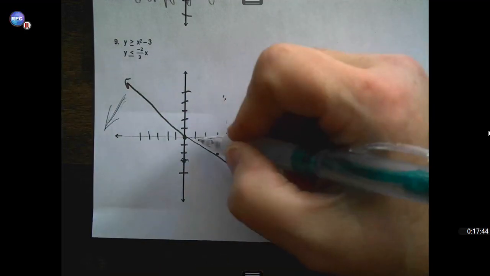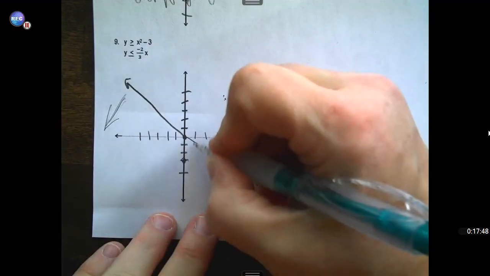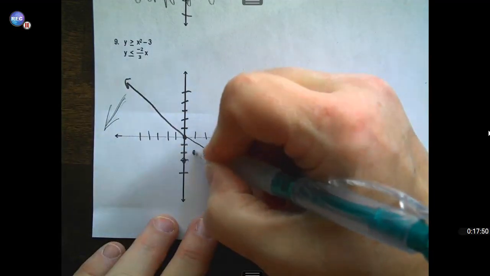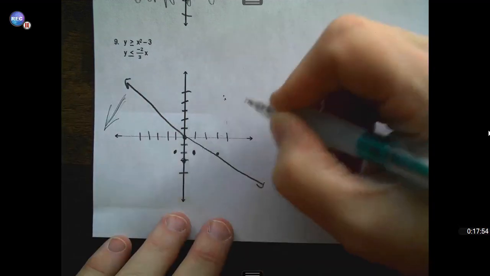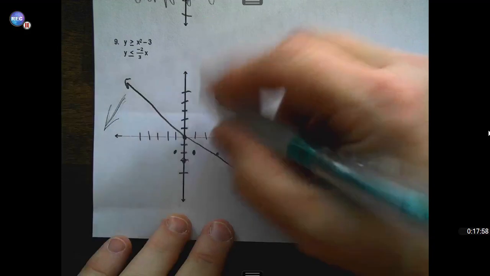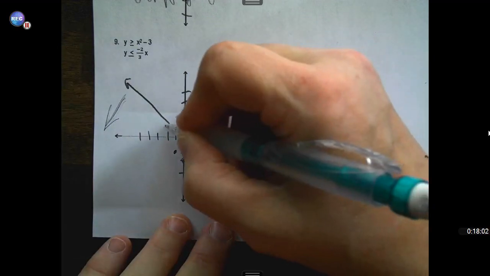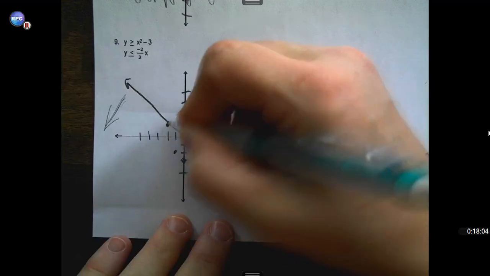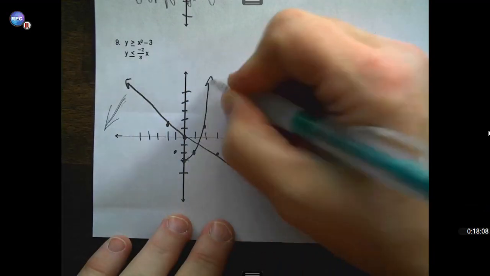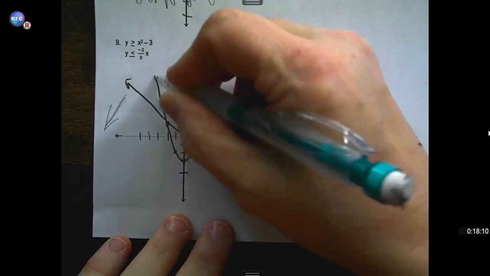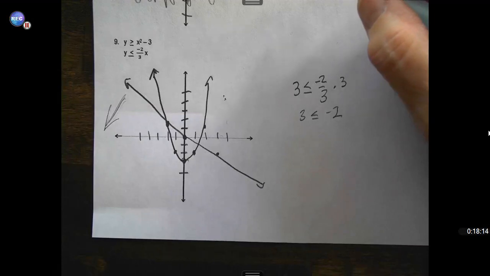So I'm going to plug in 1, and if I plug in 1, I get negative 2. And if I plug in negative 1, I would also get negative 2 because of the axis of symmetry. And then if I plug in 2, I'm going to get 1. And then using the axis of symmetry, I could do that over there. And then that's going to be a solid parabola because it's greater than or equal to.